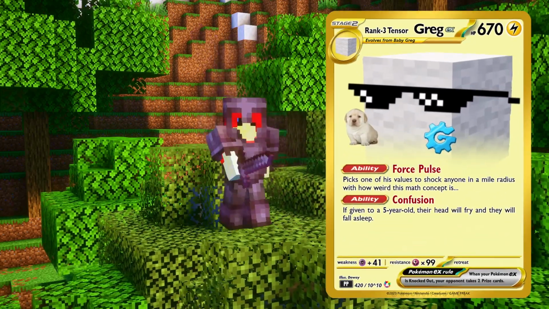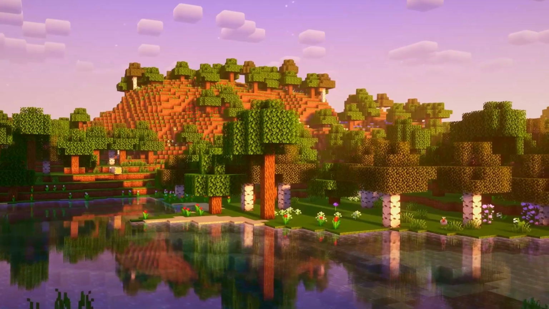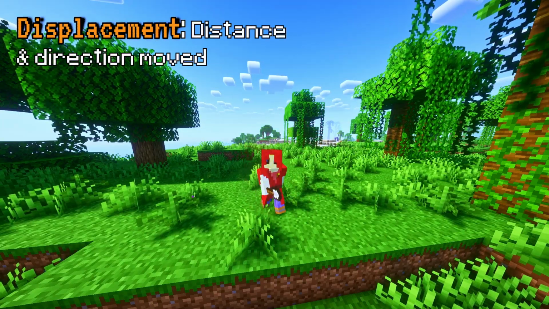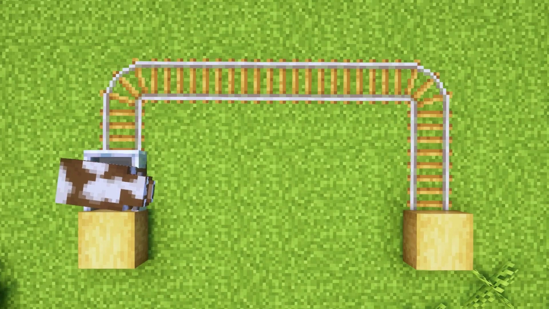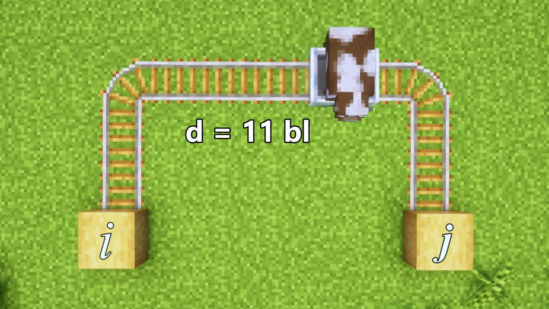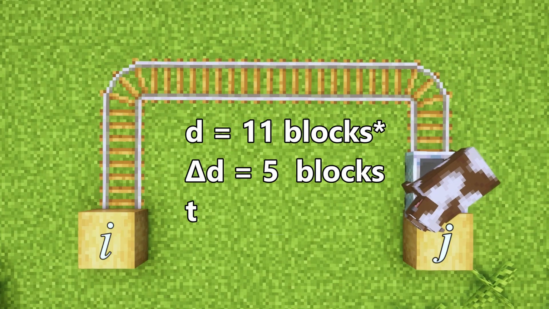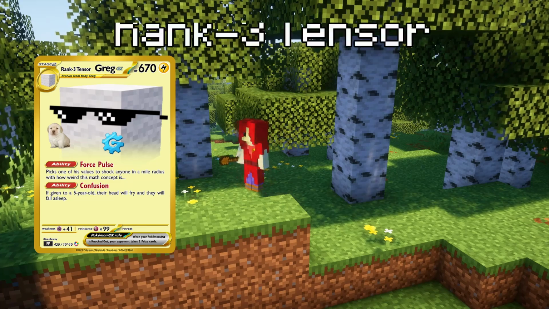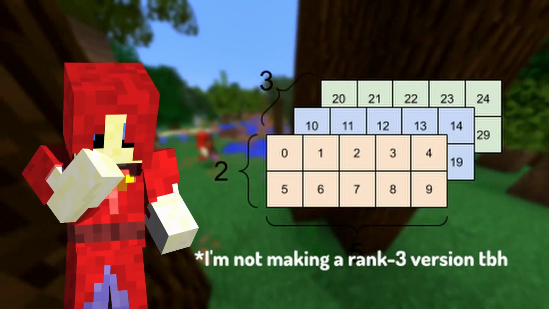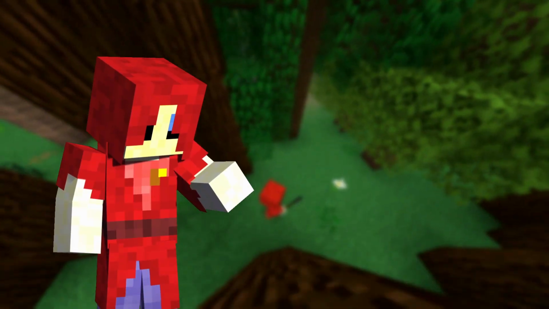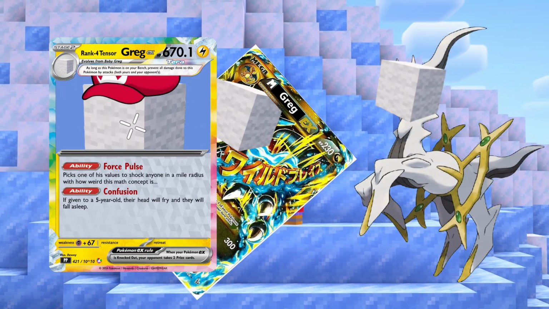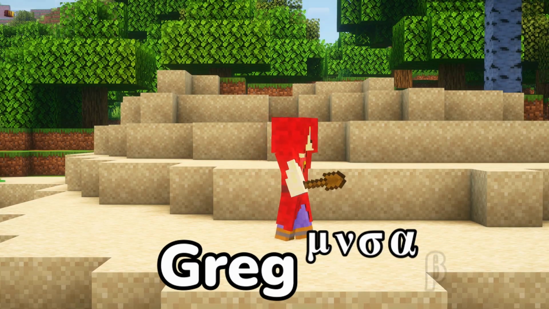For Greg's EX form, let's add another quantity vector. Let's say Greg is also considering displacement. Real quick, displacement is the distance and direction a thing has moved from their initial point. Say a cow moves from point I to point J. He moves along a rail system, so he covers around 10 blocks, but in actuality he only moved 5 blocks to the right. Anyways, Greg EX is now a rank 3 tensor. Greg has indices mu, nu, and sigma. Rank 3s work very similar to rank 1s, but with the extra dimension. Greg can go beyond just rank 3. Greg can become a GX, Mega, or even God tier tensor, all by just adding an extra index to Greg's indices.